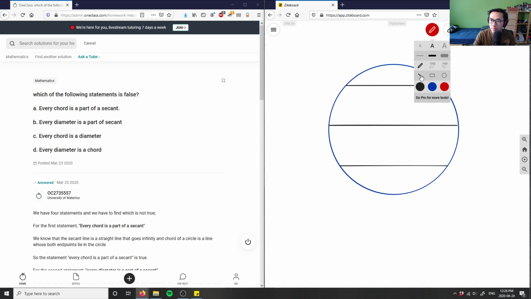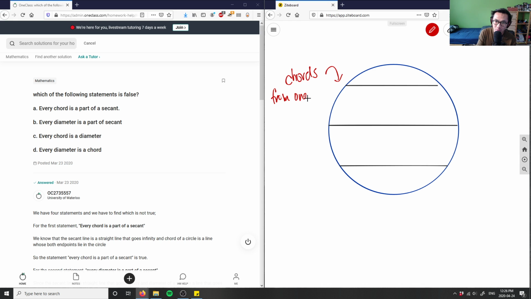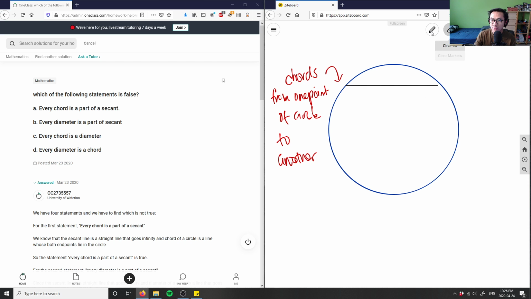So let me write this down. Chords are basically from one point to another. It does not matter where you start. So a chord is from one point of the circle to another. This here could also be a chord. This could be a chord as well. These are all chords. So it's saying, is every chord part of a secant?